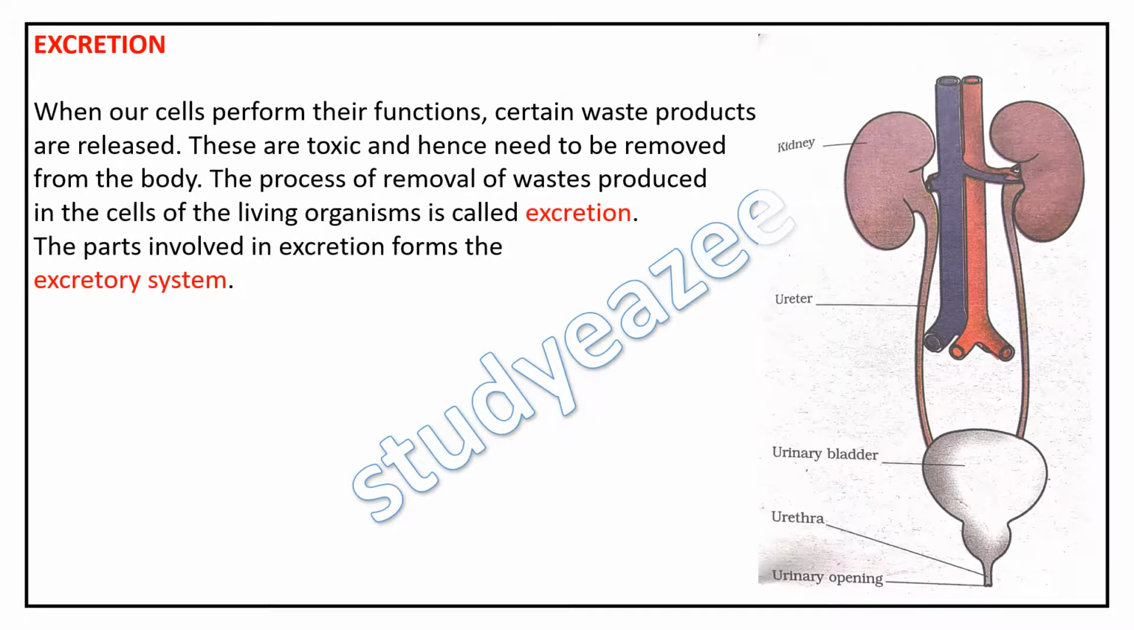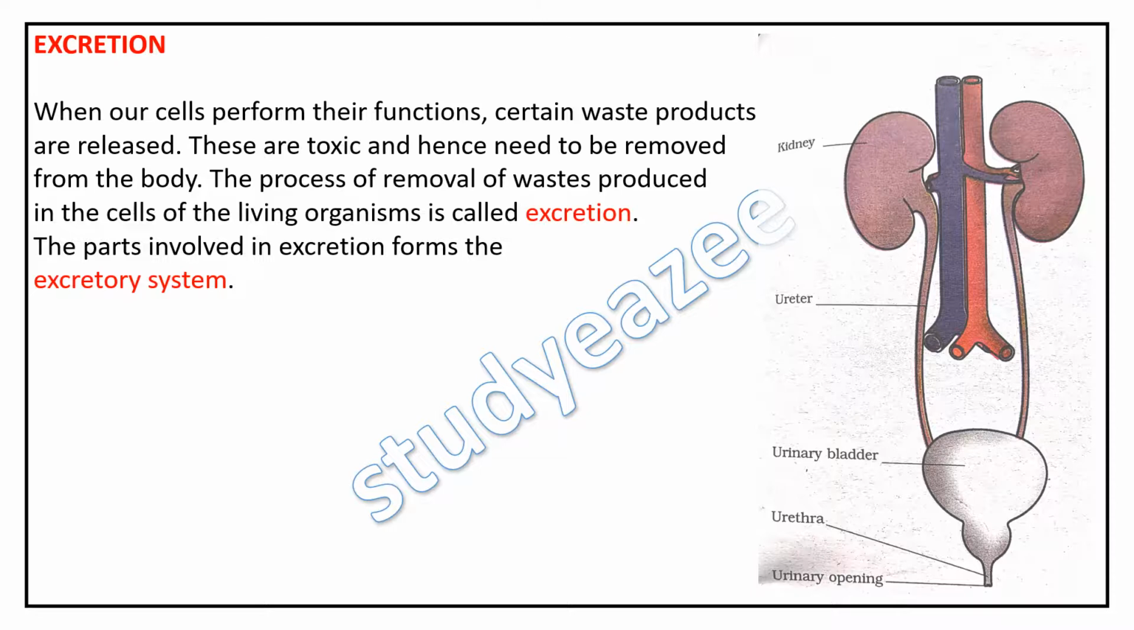What is excretion? When our cells perform their functions, certain waste products are released. These are toxic and hence need to be removed from the body. The process of removal of waste produced in the cells of the living organisms is called excretion. The parts involved in excretion form the excretory system.